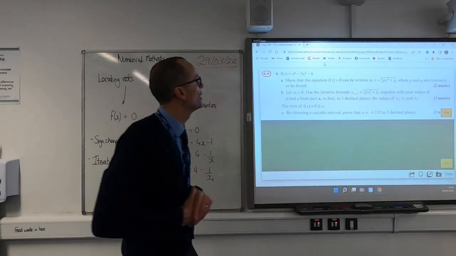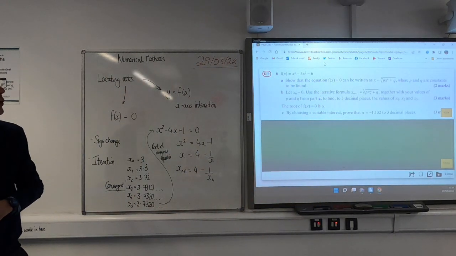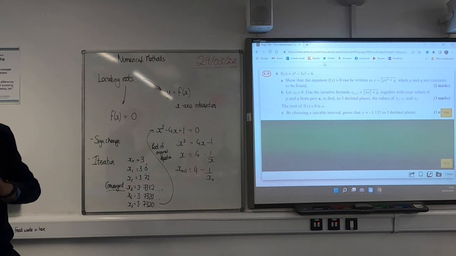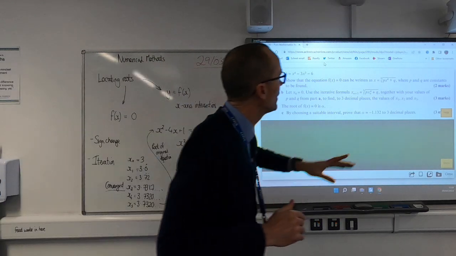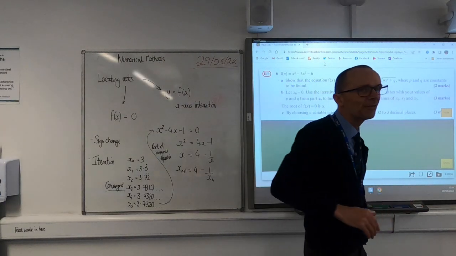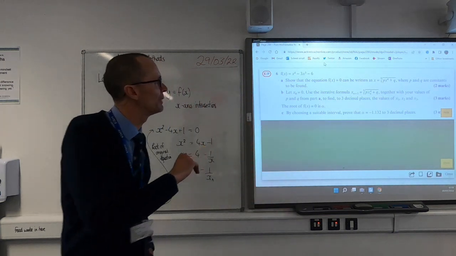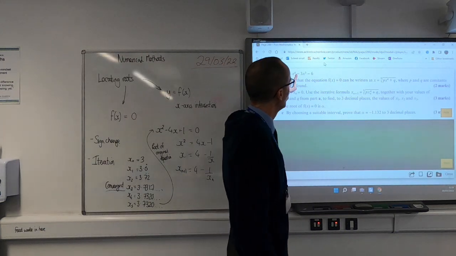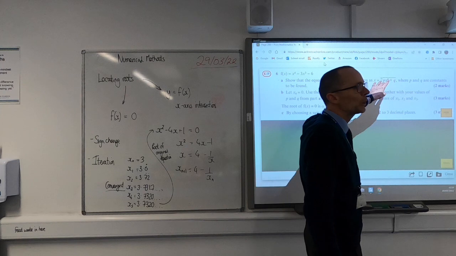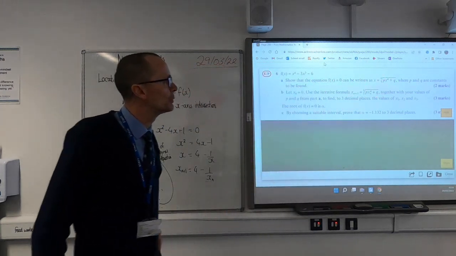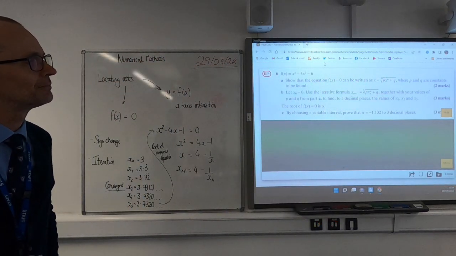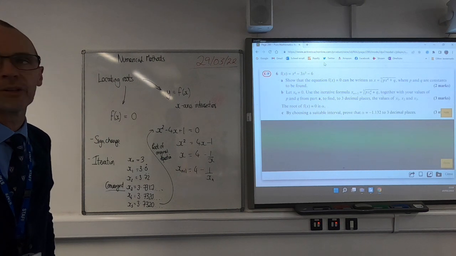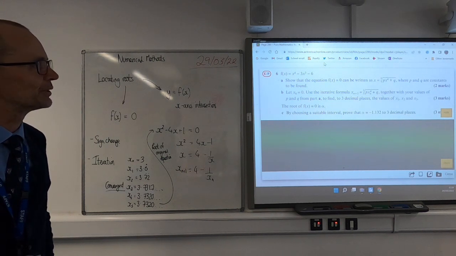So in this question, we are asked to do a rearrangement, except we're not given the outcome. We've got a couple of missing values there, so you've got to do a little bit of algebra to turn this equation into that. The clue is that you've got a cube root there, so hopefully that will indicate what you need to do.